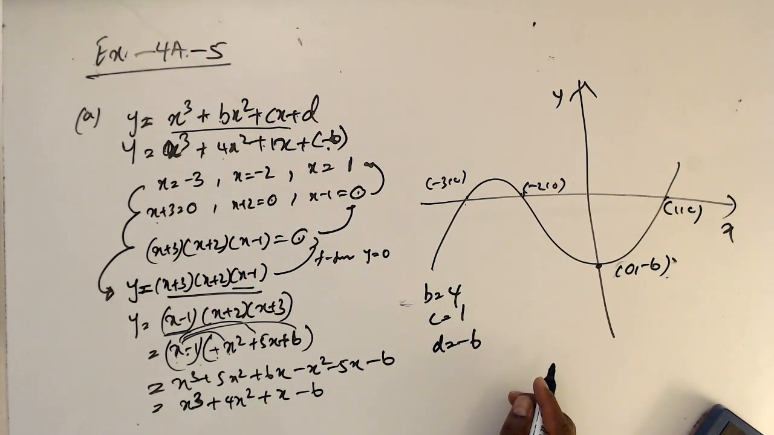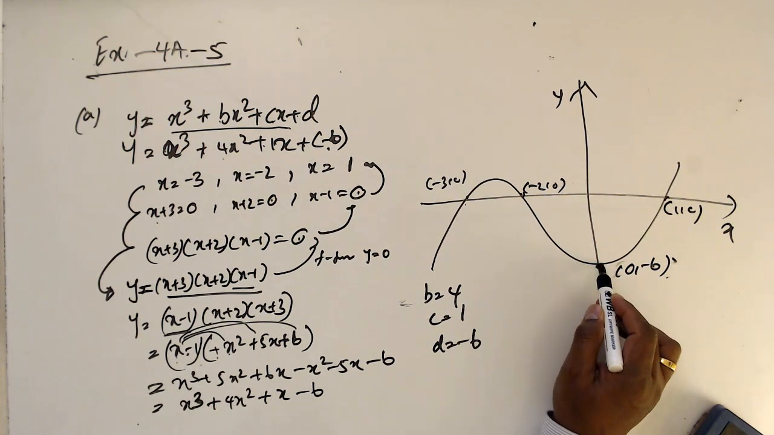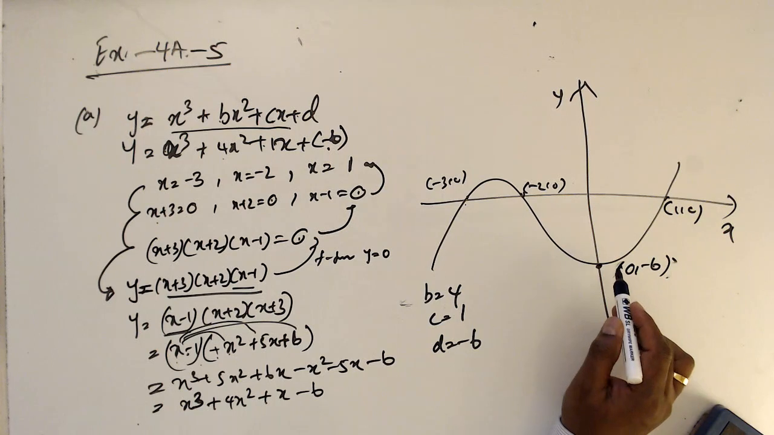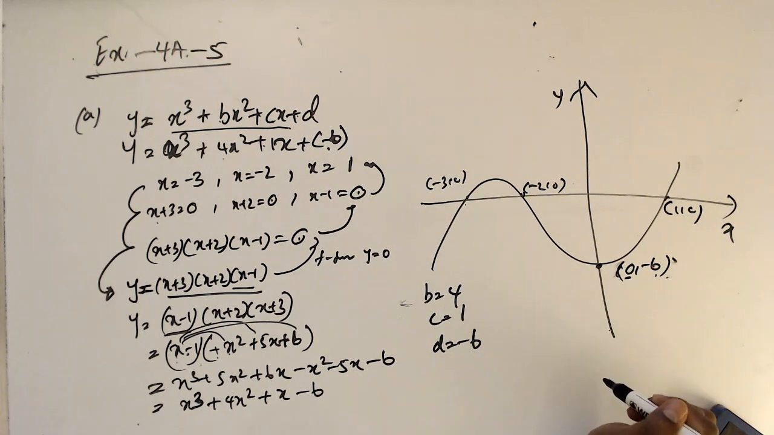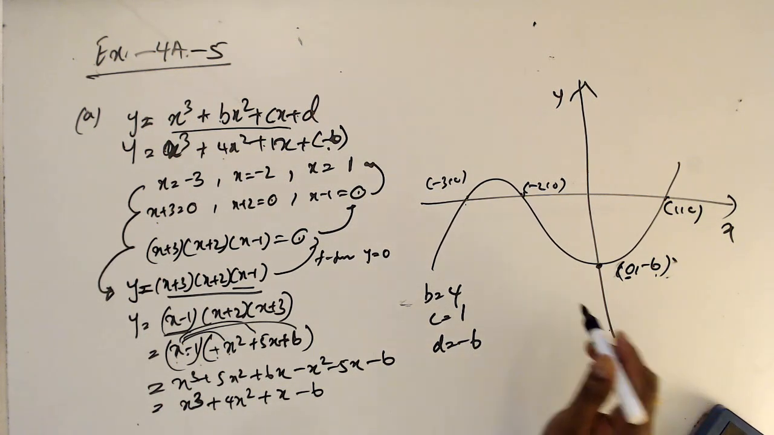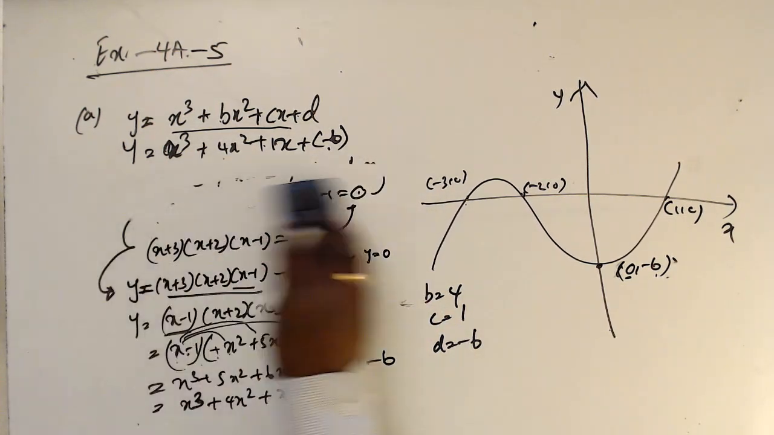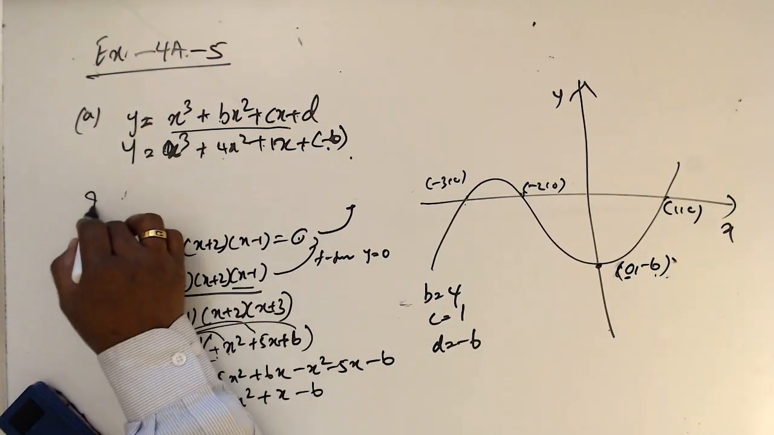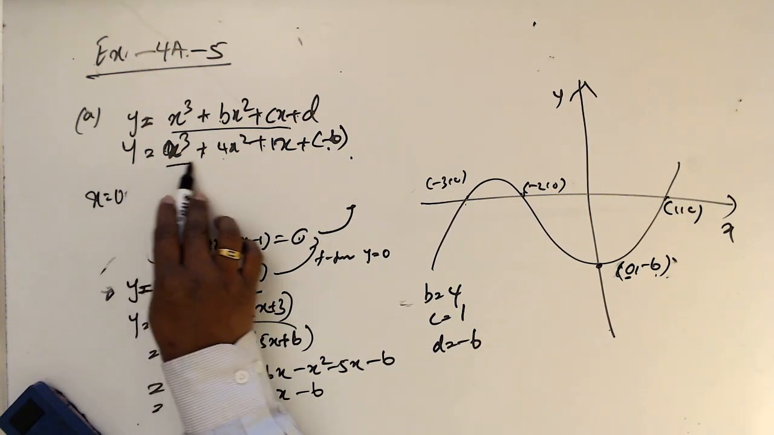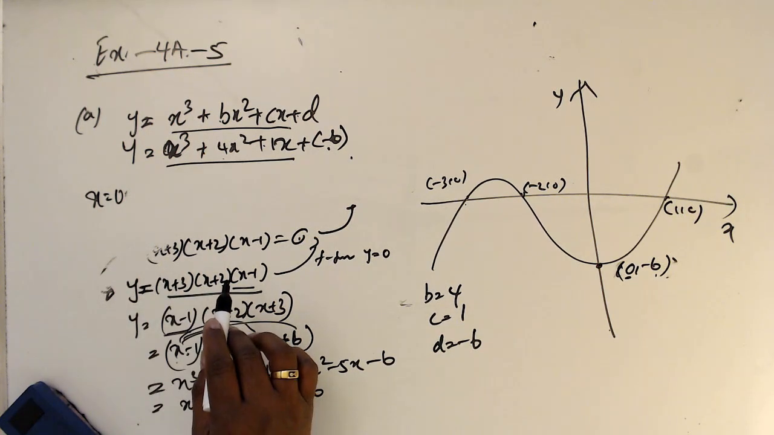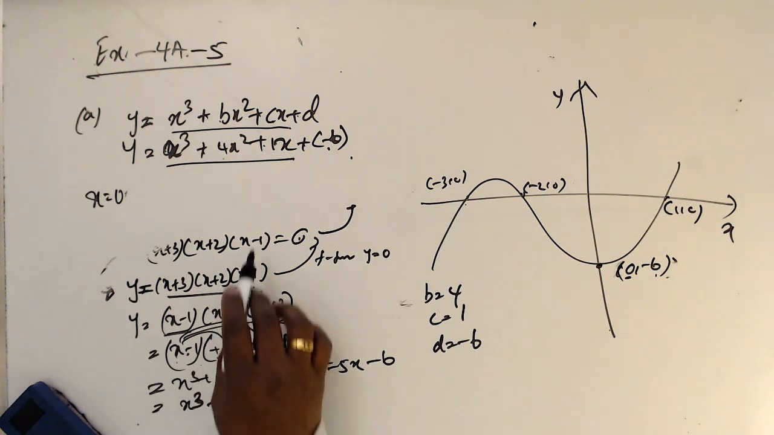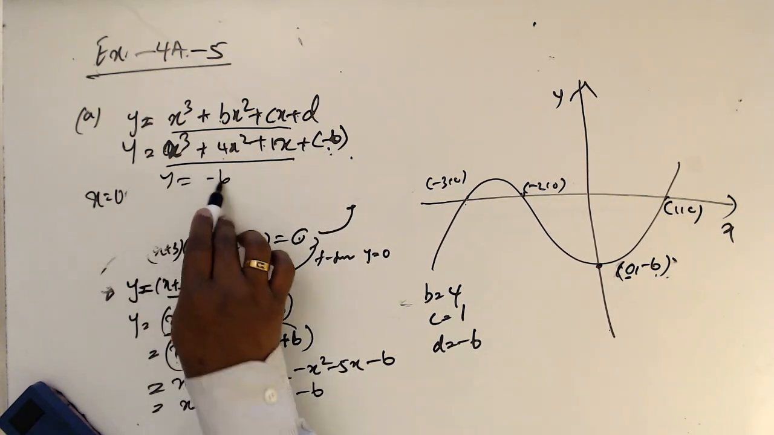What is part B? Write down the coordinate of the point where the curve crosses the y-axis. Actually, I can see this one is on the curve. We know that on this line the x value is 0 and it is minus 6. Also, you can see from here, when x equals 0, all of this becomes 0 and this becomes minus 6.